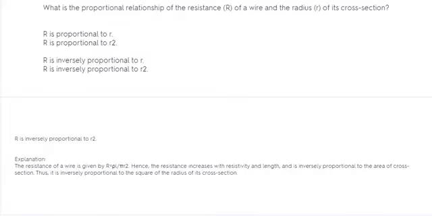What is the proportional relationship of the resistance of a wire and the radius of its cross-section? R is proportional to r. R is proportional to r squared. R is inversely proportional to r. R is inversely proportional to r squared.